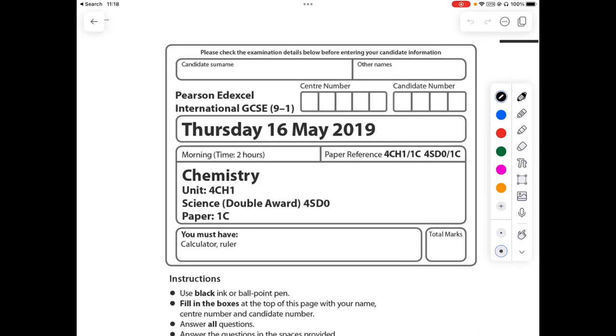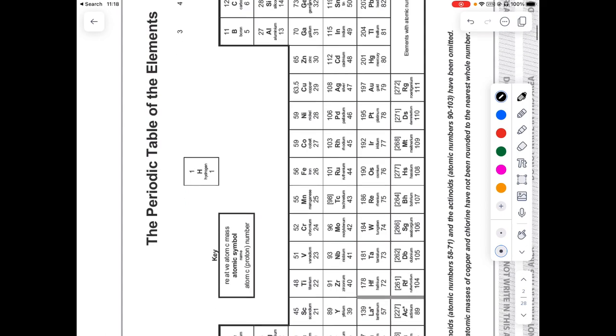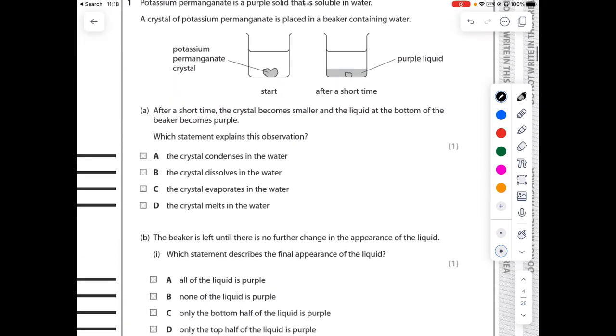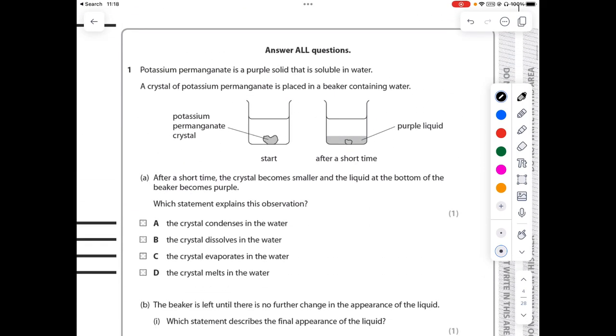So welcome, this is Edexcel IGCSE, Thursday, 16 May 2019, Chemistry, Paper 1, 4CH1, 1C, from May 2019. So the first question asks, potassium permanganate is a purple solid that is soluble in water.